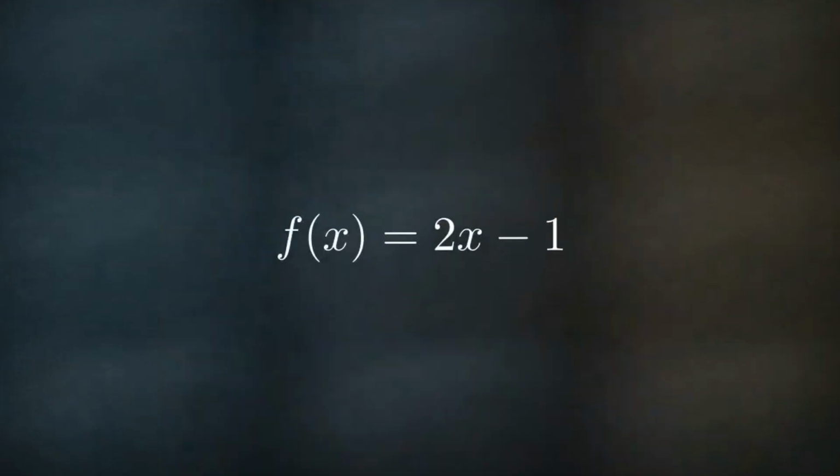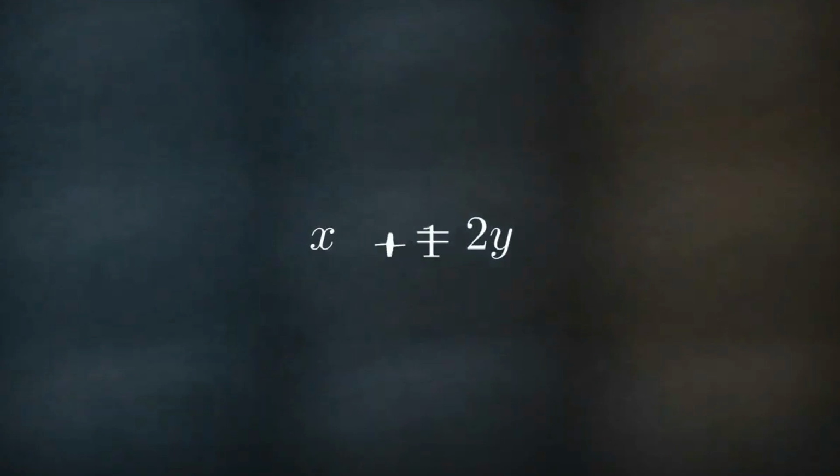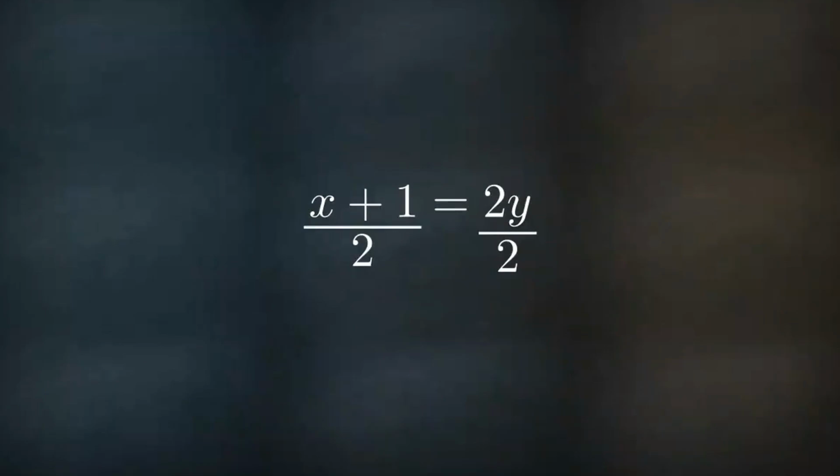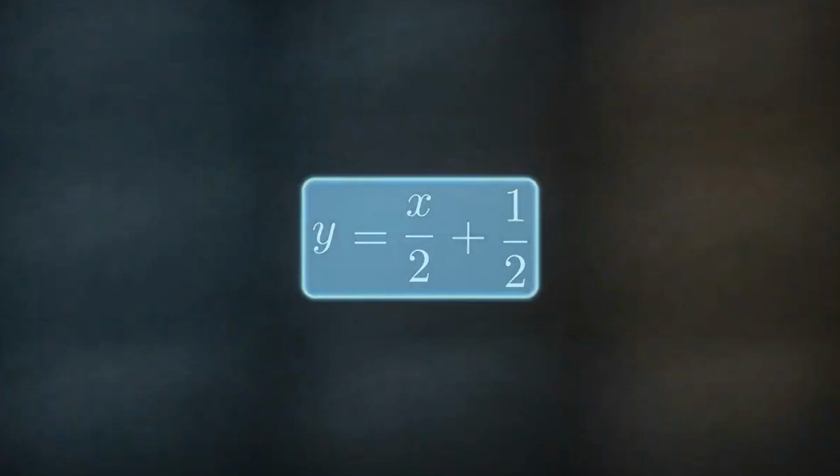To find the formula for its inverse, we take the algebraic step of swapping the variables. We replace f of x with y, swap the x and y to get x equals 2y minus 1, and then solve to make y the subject. Add 1 to both sides, divide by 2, and we get y equals x over 2 plus 1/2.